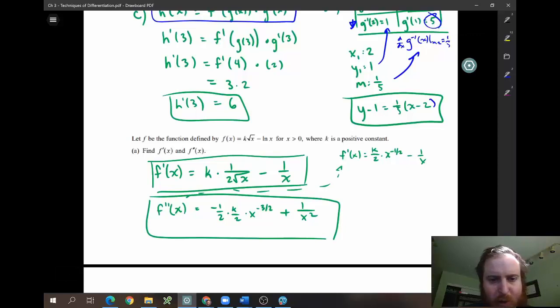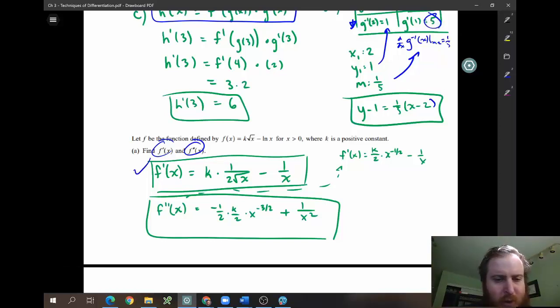Then here, let f be the function f of x equals k square root of x minus ln of x. Find f prime of x, find f double prime of x. This is just a good question for practice, right? Remember, the k is a constant, so I'm going to leave it in front. And we have that rule we memorized, 1 over 2 square root of x, and then ln of x, we also should have it memorized, minus 1 over x. That should be easy. Most of you guys should have gotten that right.